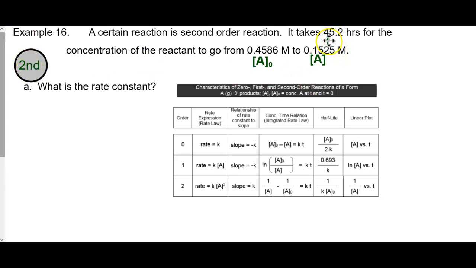We know that this is our time, right there. This is our initial concentration. This is our final concentration. It wants to know the rate constant. That means we're solving for K. Because we know it's second order, we've got to use something along this row right here.